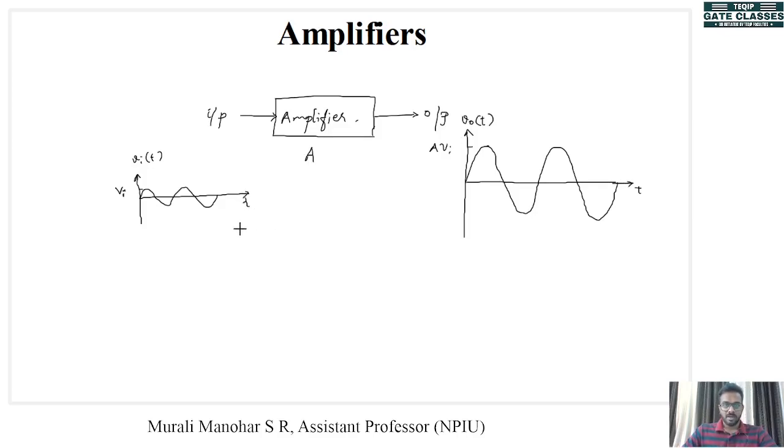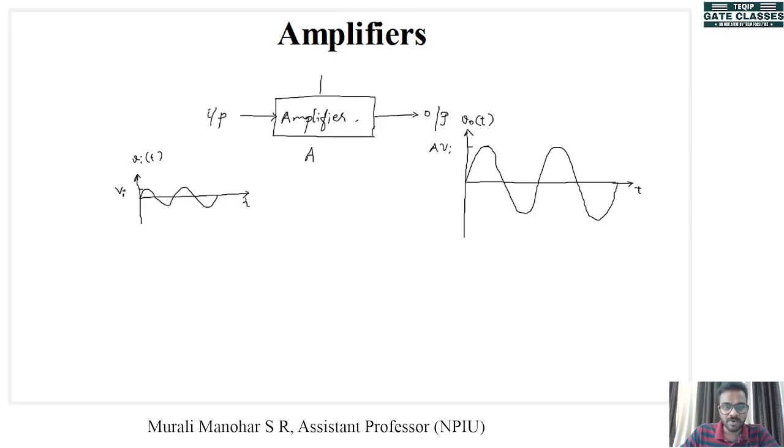right? But this is not possible. How can this be possible? Because at the input we have a lower energy level and at the output we have a higher energy level, right? The energy has to remain constant. If there is only input and output, that means the energy levels are changing. That means this device is not following the first law of thermodynamics. So this is not the actual diagram of an amplifier.